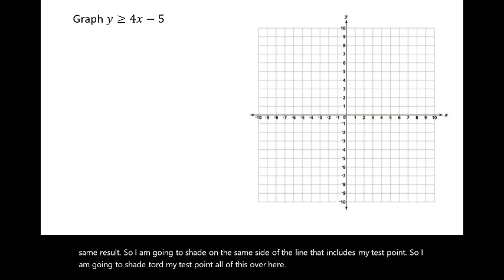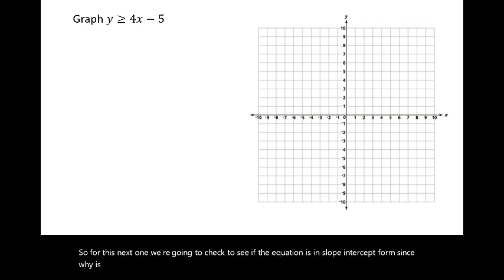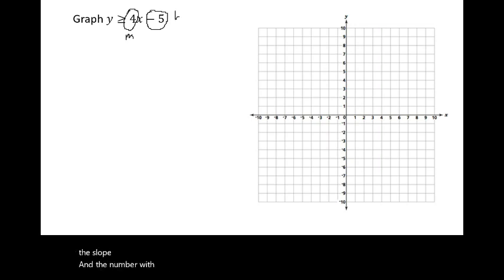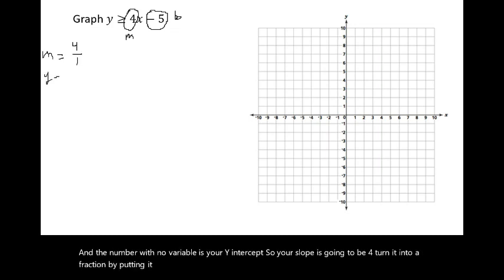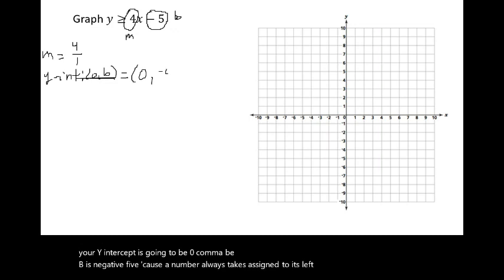So for this next one, we're going to check to see if the equation is in slope-intercept form. Since y is by itself, this is in slope-intercept form, which is good. That means the number next to x is the slope, and the number with no variable is your y-intercept. So your slope is going to be 4. Turn it into a fraction by putting it over 1. Your y-intercept is going to be 0, b. b is -5 because a number always takes a sign to its left, so your y-intercept is 0, -5.